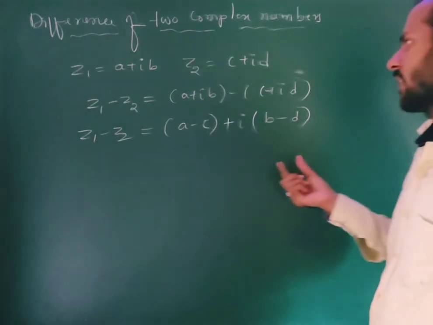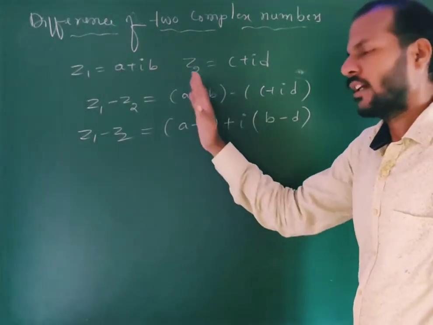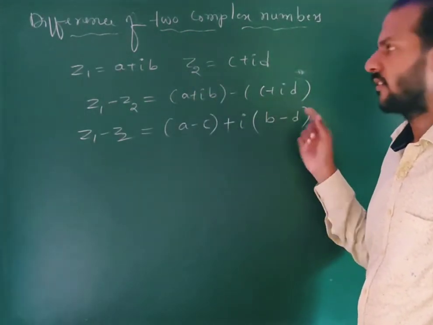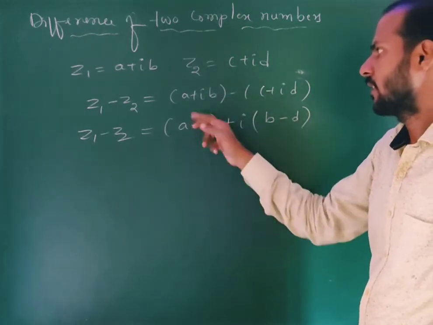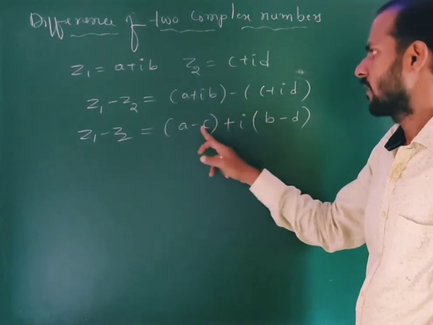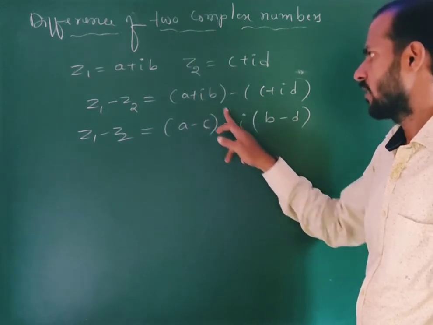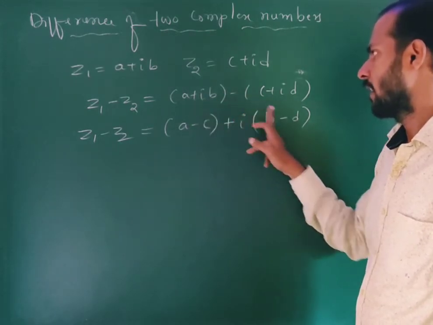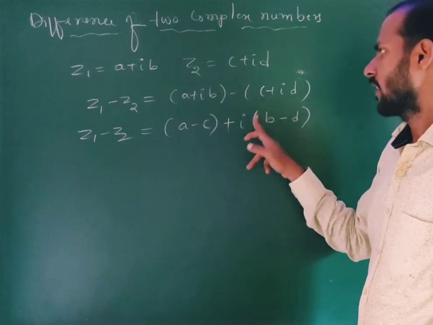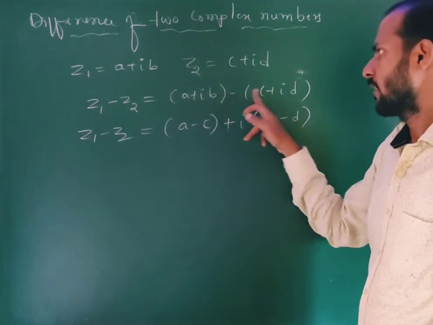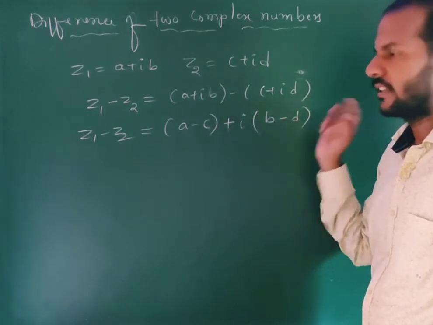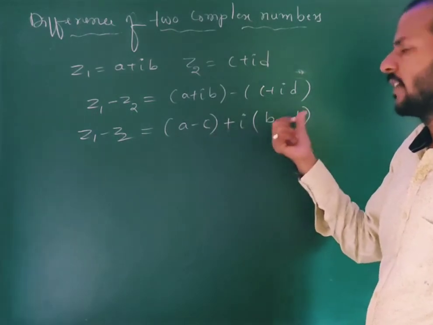We are separating the real part on one side and the imaginary part on the other side. Here a minus c, it is plus, i is common outside, b minus d, again i outside common, minus into plus minus d. Therefore a minus c plus i(b minus d).